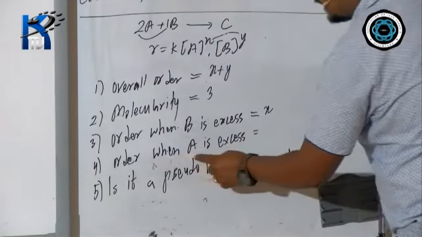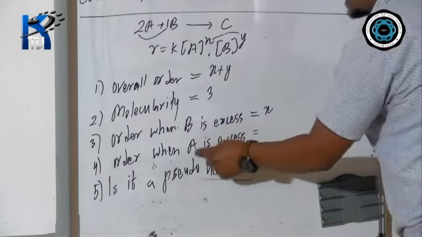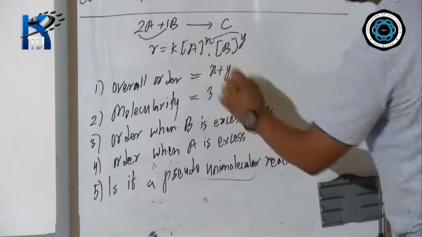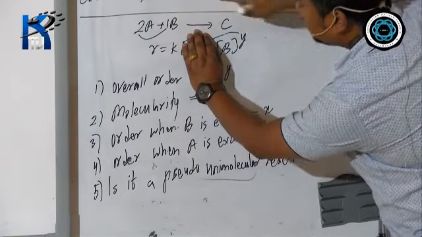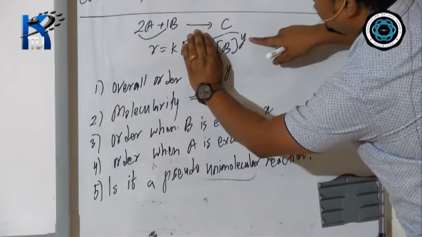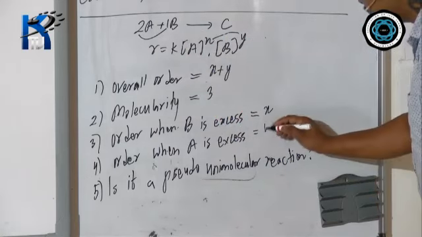Similarly, order when A is in excess. So you know when A is in excess, we have to hide A because the rate will not depend upon the concentration of A. So when you hide A, rate will depend only upon the concentration of B and the power is Y, so the order will be Y.